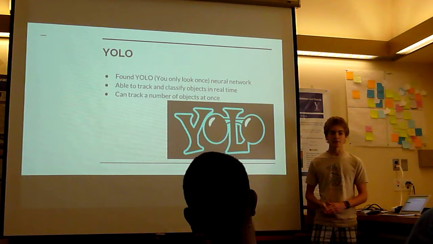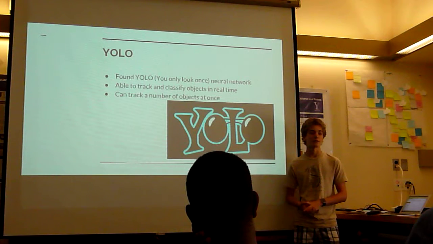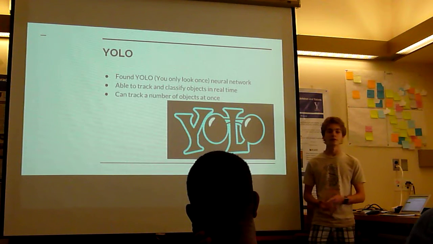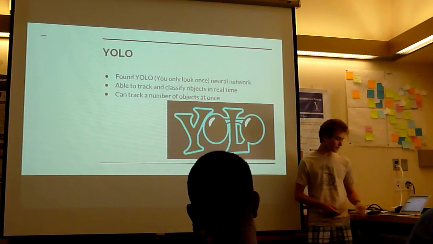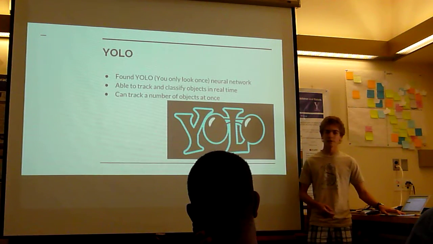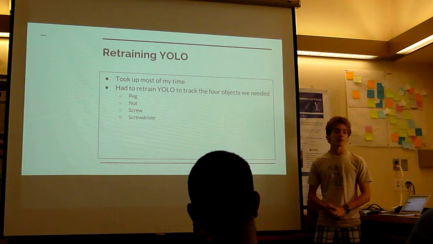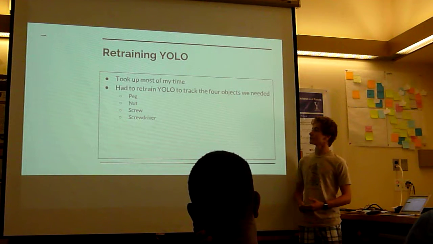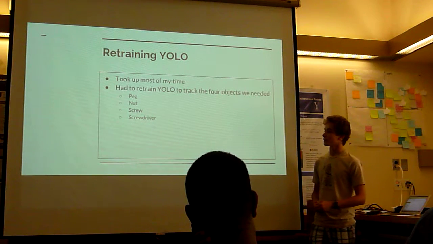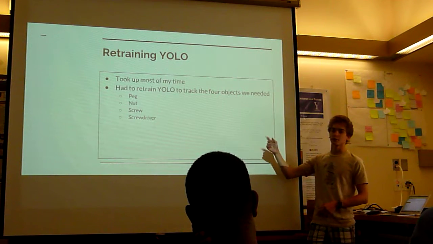This was very appealing to me because many of the other object tracking softwares I found can only track up to like 2 or 3 objects at once. They would need to track 7. So I got to work retraining the neural network for the objects we needed, and this is the part of the summer that took up most of my time. We had to retrain YOLO to track 4 different object classes. So we have the pegs, the nuts, the screws, and the screwdriver.